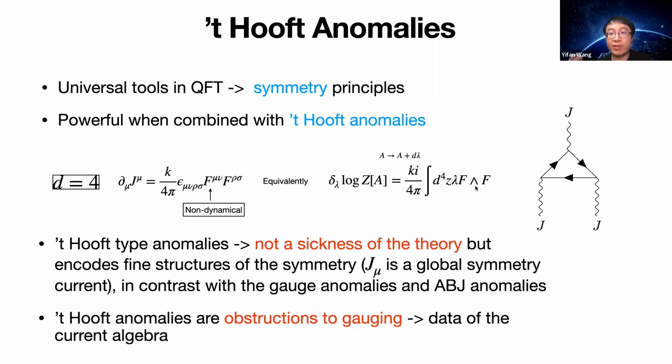I want to emphasize these 't Hooft anomalies are different from the familiar gauge anomalies or ABJ anomalies in high energy contexts, in that it's not an inconsistency of the theory because the symmetry is not gauged, but rather it encodes fine structures of the symmetry. Equivalently, 't Hooft anomalies are obstructions to gauging. Once you gauge them, it becomes the same inconsistency as the gauge anomalies. And these obstructions encode subtle information about the current algebra itself.